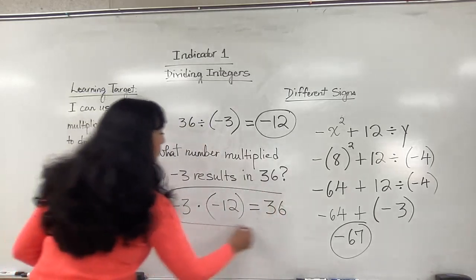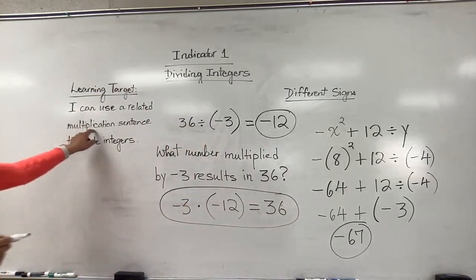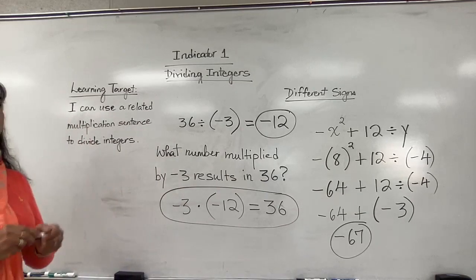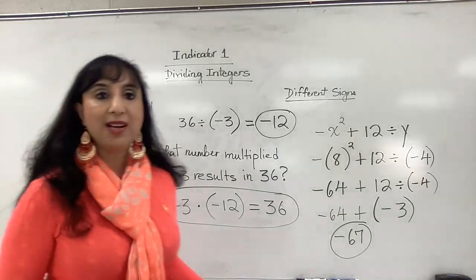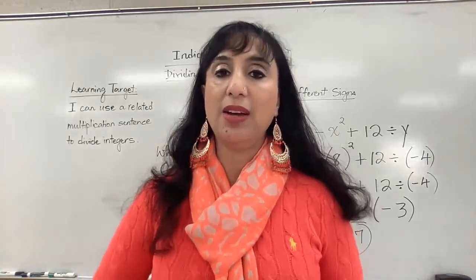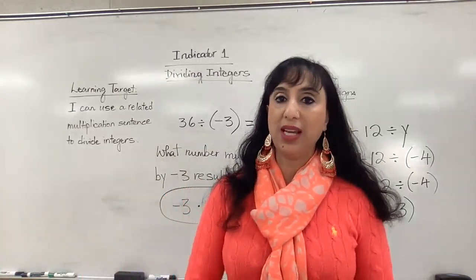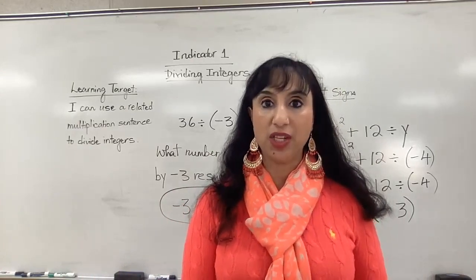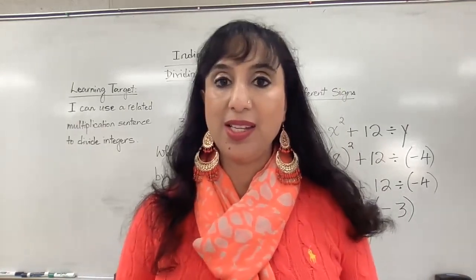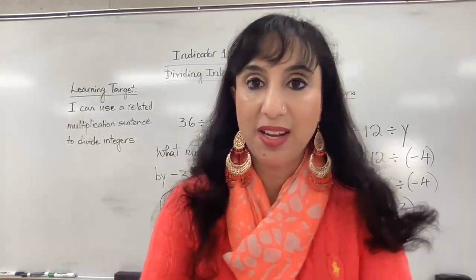All right. So this is what this part of the learning target is. We know once again that division is the inverse operation of multiplication, and you can find a quotient by using a related multiplication sentence. So that is it for indicator one. Once again, the rule: same signs, you will get a positive quotient, and opposite signs, you are going to get a negative quotient.